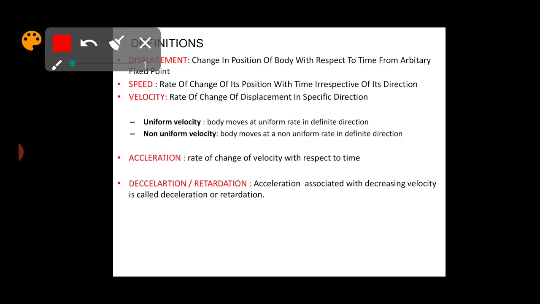Next definition is acceleration. Acceleration is the rate of change of velocity with respect to time. So acceleration is denoted as A, which is equal to what? Change in velocity, that is dv, upon time, given by dt. So acceleration A is equal to change in velocity divided by change in time.